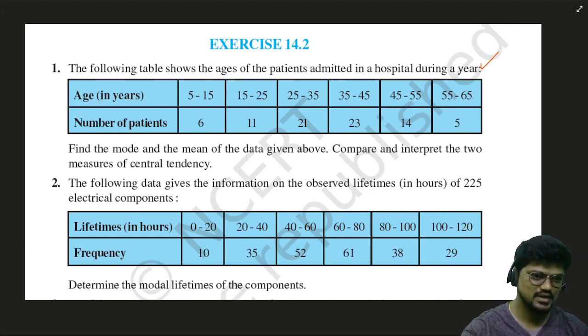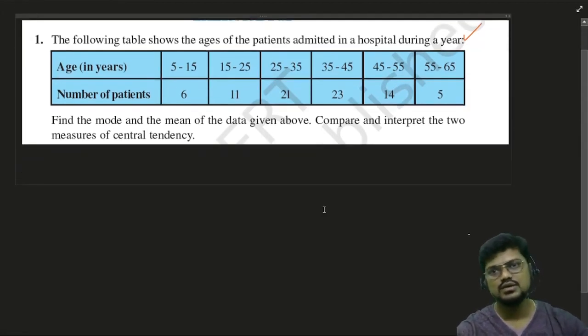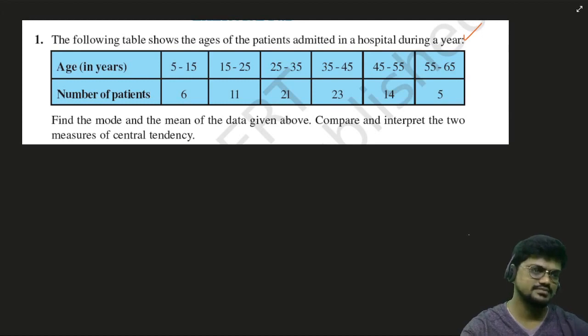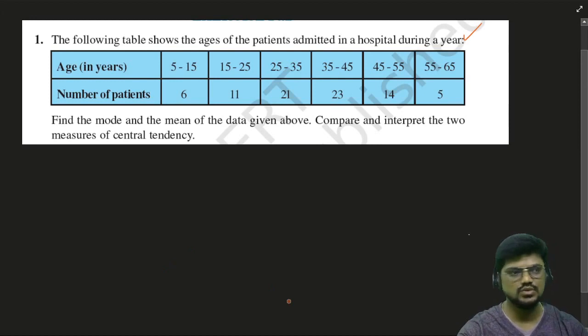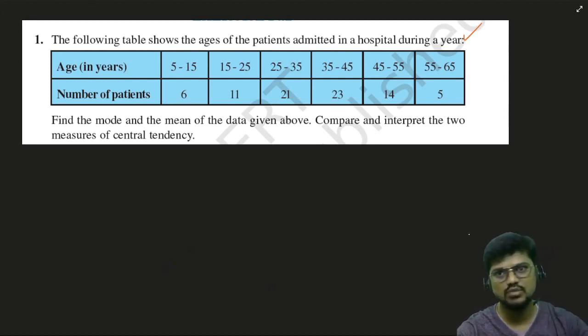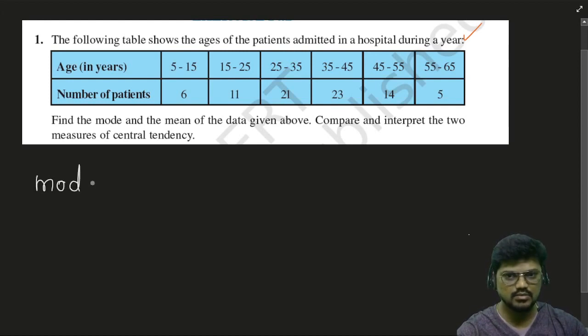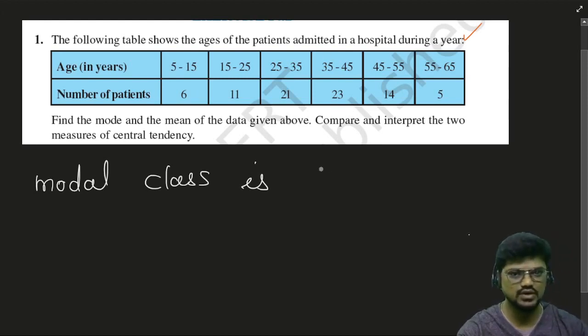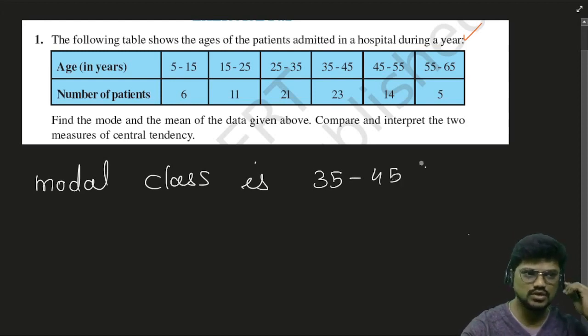Fine, I will solve. Now, over here, the following table shows the ages of patients admitted in a hospital during a year. We'll make a table for this to find the mode. As you know, if you want to find the mode, see which is the model class. The model class is the one which has the highest frequency. The model class is 35 to 45, right?